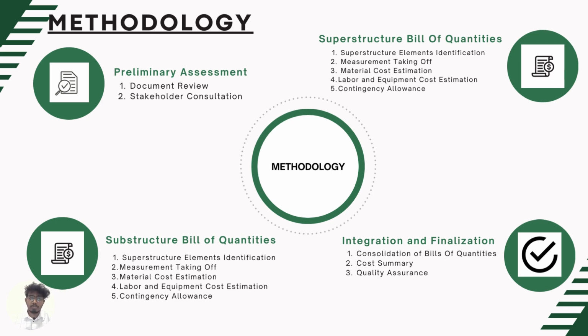The second will be the superstructure bill of quantities: superstructure elements identification, measurement takeoff, material cost estimation, labor and equipment cost estimation, and contingency allowance as well. All of this will be included in our report in detail, as well as the substructure bill of quantities. The report will be sent later with this video as well. The last method will be the integration and finalization, which includes the consolidation of bill of quantities, the cost summary, and quality assurance.